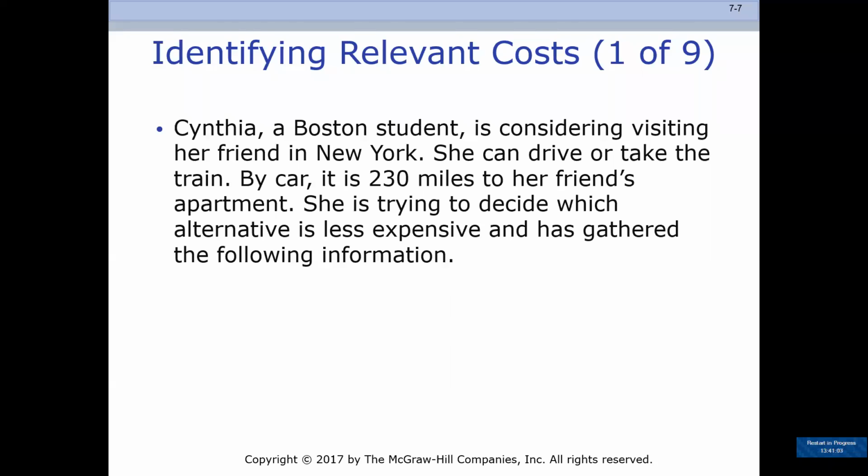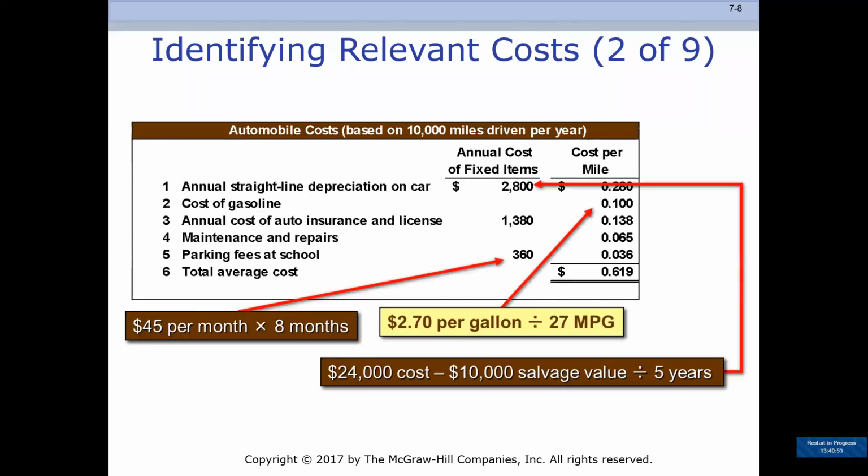230 miles to her friend's apartment. She is trying to decide which alternative is less expensive and has gathered the following information. The automobile costs, based on 10,000 miles driven per year: annual straight line depreciation on the car, $2,800. The car costs $24,000 and the salvage value is $10,000. Remember from your financial accounting class, salvage value is what you can sell it for when you're done using it. So the car was purchased for $24,000. She thinks she'll be able to sell it for $10,000 a few years in the future when she's done using it. So that's $14,000 to be depreciated, divided by 5 years, is $2,800 a year using the straight line method of depreciation.